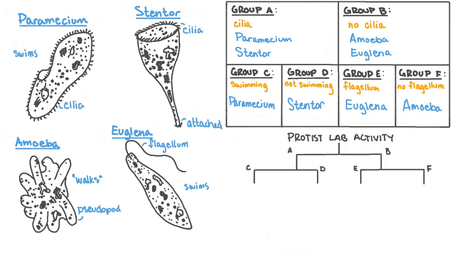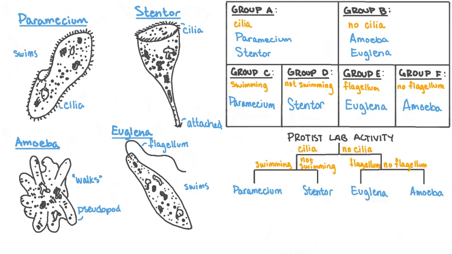Now we have all the information we need to draw our dichotomous key. We can fill in our characteristics and then add our organisms. And now, future students have a tool that they can use to quickly identify these 4 protists. Let's try an example with a few more organisms.